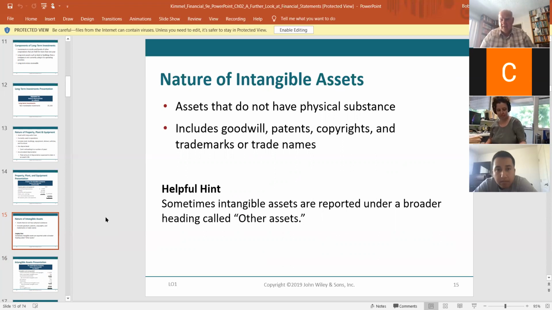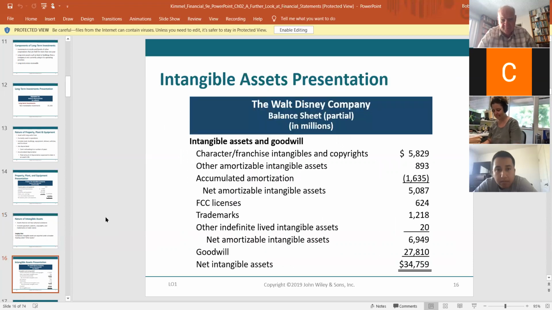A patent gives you the right to market your own invention. Copyrights are for publishers, writers, authors. Trademarks, like the McDonald's arches, something like that. Trade names, Oreos. You can't make a cookie similar to an Oreo and call it an Oreo. You're protected by the trade name. And sometimes they're called other assets.